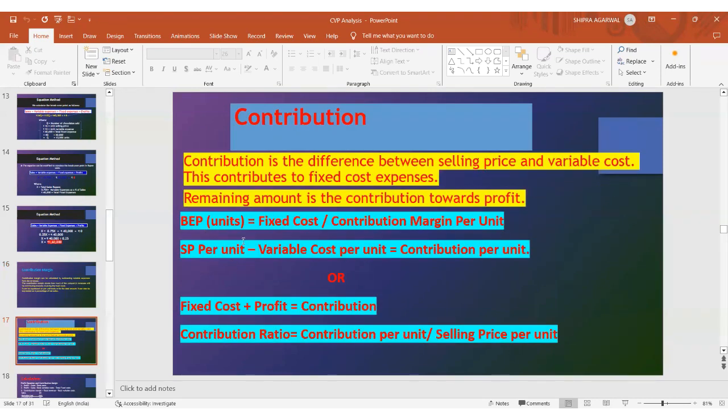So you can see here, whenever we are talking about contribution, as I told you, it is the difference between the selling price and the variable cost, and it will contribute towards covering your fixed cost, number one. And even after fixed cost, if something is left, then it will give you profits. Right? So whenever we have to calculate the BEP in units, the formula is fixed cost upon contribution margin per unit. All right. This is the formula when we want to know the BEP in units. Your selling price per unit minus your variable cost per unit will give you the contribution per unit. Or I can say fixed cost plus profit is equal to contribution. Fine. So your contribution ratio is contribution per unit upon selling price per unit.